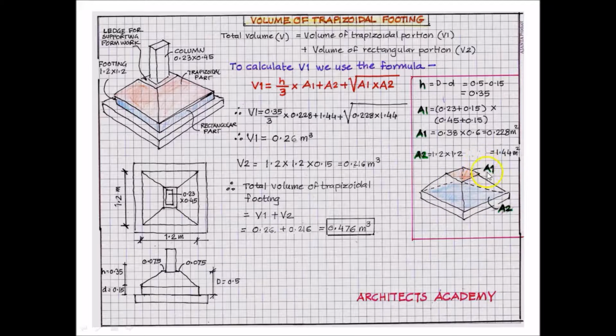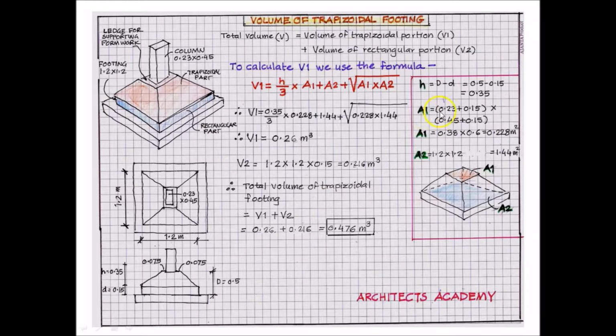Now how do we come to A1? To come to A1, what we do is we add a distance of 0.075 on both sides of the column along the width and along the length, because what we have is a sort of a ledge all around the column which is used for supporting the formwork. So to find out the area here, we add 0.15 to the width and 0.15 to the length of the column.